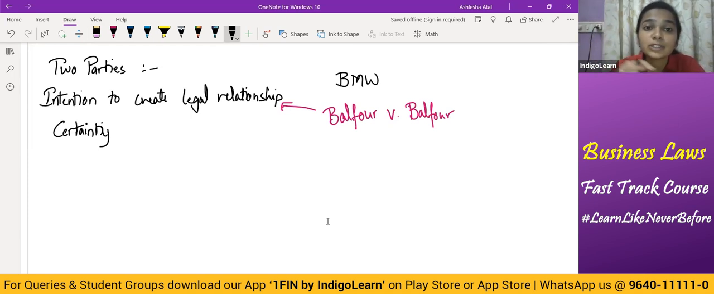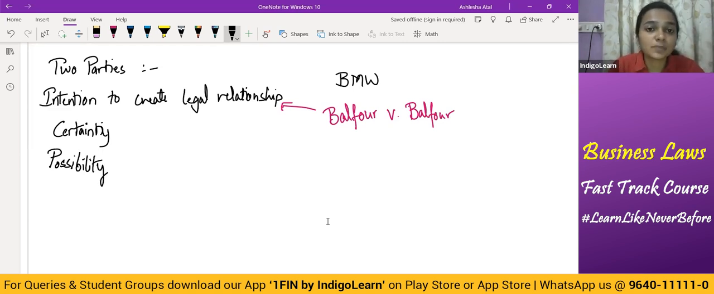If you're not able to identify what the contract says, then there's no certainty in the contract. So it is very important that the contract should be certain. It should contain terms which are specific and definite. Apart from this, the other important thing is it should be possible to perform. Possibility of performance is the other general essential element.